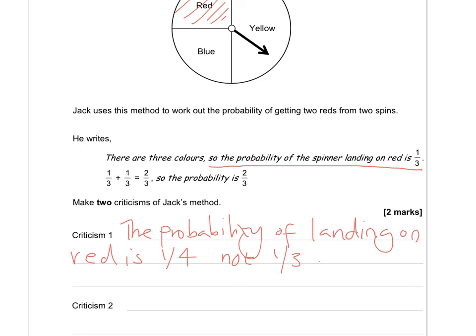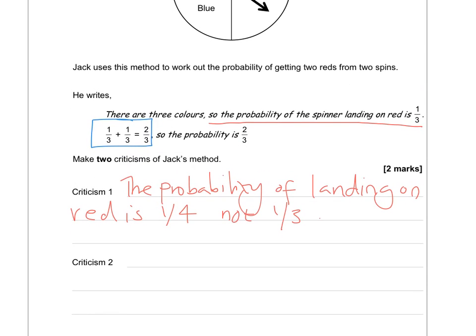The second criticism is within this calculation here. Even if the probability of landing on red was 1/3, you would have to multiply 1/3 by 1/3 to get the probability of getting 2 reds, not add the probabilities in this particular instance. So criticism 2 is that he should have multiplied, not added, the probabilities.